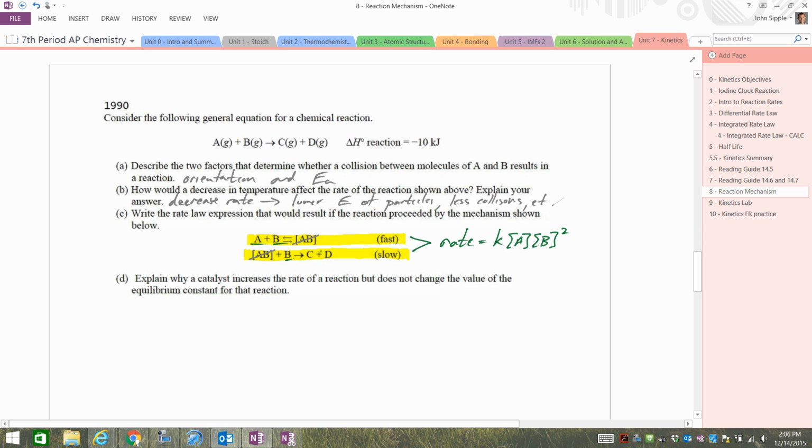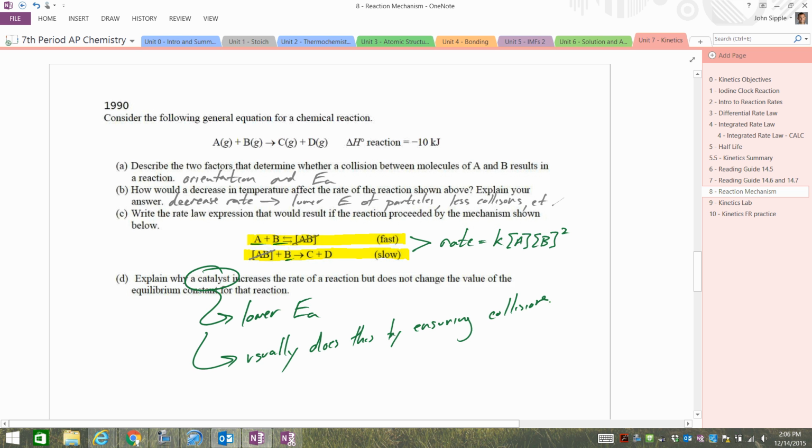Explain why a catalyst increases the rate of reaction but does not change the value of the equilibrium constant. What does a catalyst do for you? It lowers our energy of activation. It also usually does this by ensuring collisions with the proper orientation.